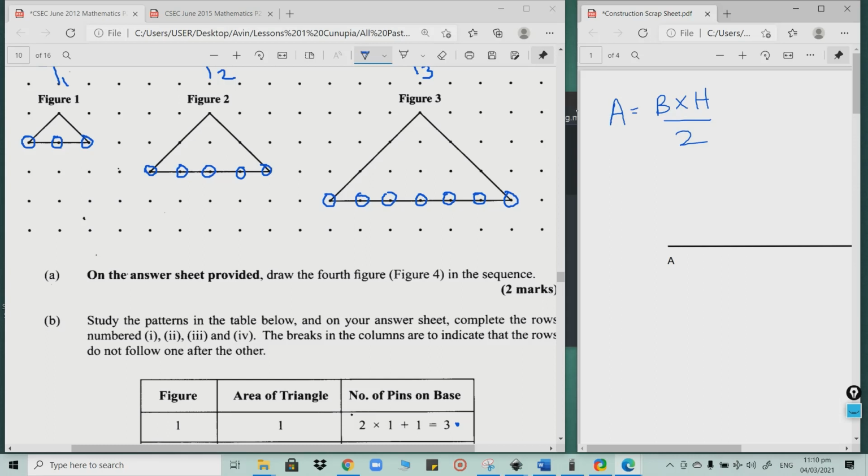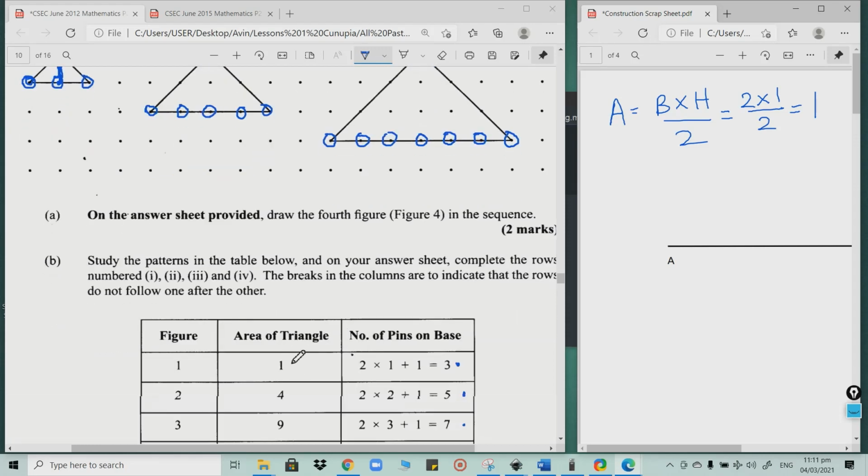How much is the base? You notice between here and here is one line. So I think that's a centimeter. So it's 1 centimeter, 2 centimeters. So the base is 2 centimeters and the vertical height is between here and here. That's 1 centimeter. So for the first one, the base is 2, the height is 1, and divided by 2. This will work out to 1. So I guess they were right that the area of the first triangle was 1.